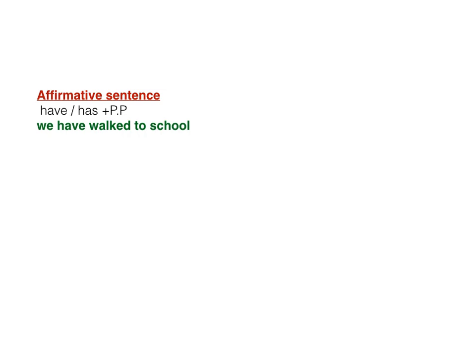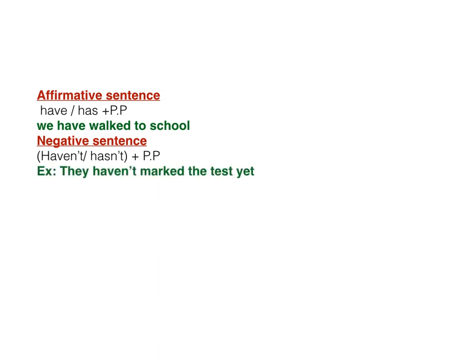In the negative sentence, we put haven't or hasn't plus the past participle. For example, they haven't marked the test yet. So where is the present perfect? Haven't marked. Is marked an irregular or regular verb? Yes, it's a regular verb because we add ed after the verb mark.